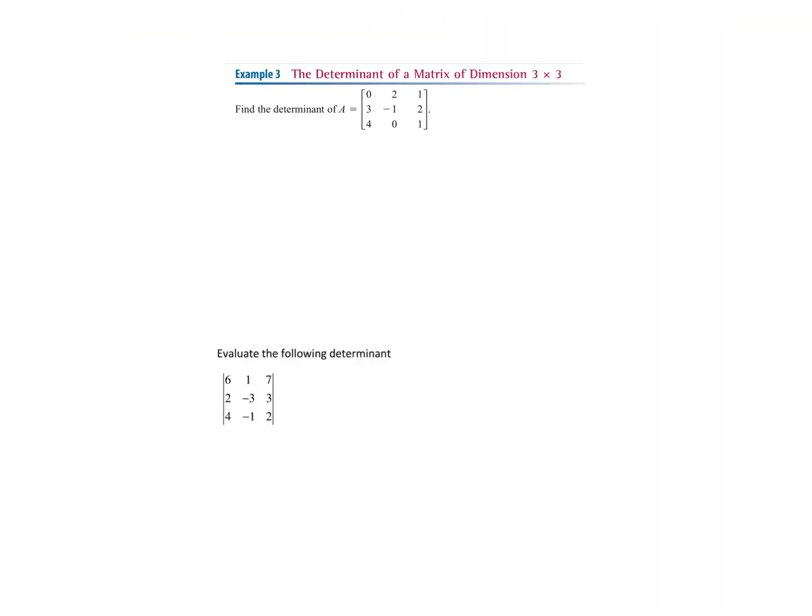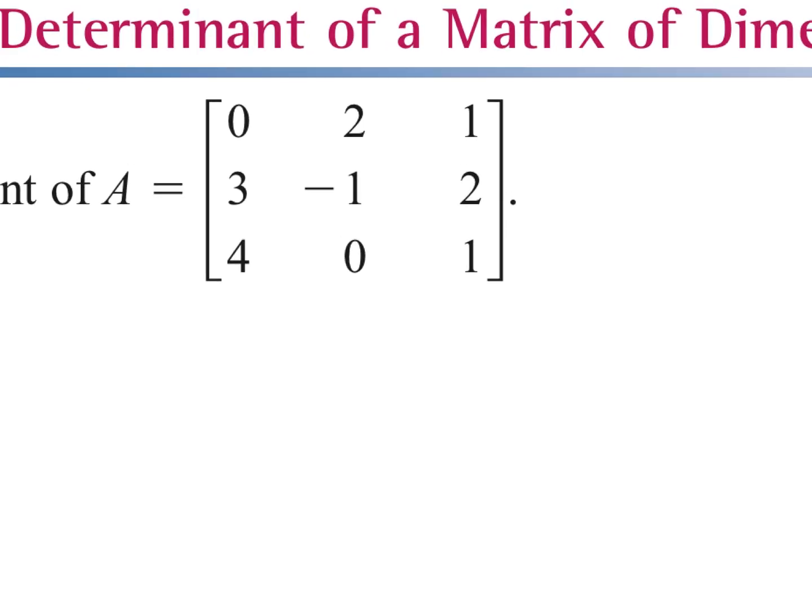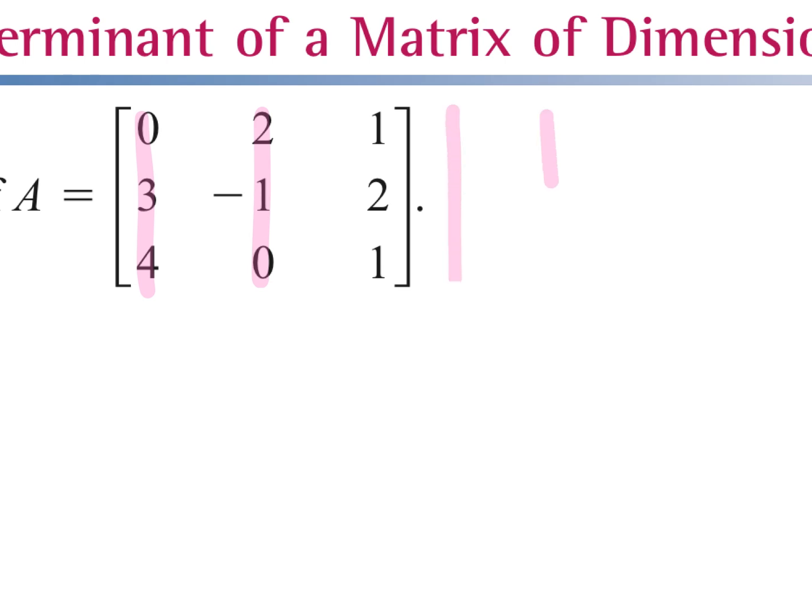So finding the determinant of a 3 by 3 matrix, the first thing we always want to do is rewrite the first 2 columns on the outside of our matrix. So our first 2 columns would be these 2. I'm going to rewrite them on the outside here. So my first column is 0, 3, 4, and my second column is 2, negative 1, 0. So we always rewrite the first 2 columns.